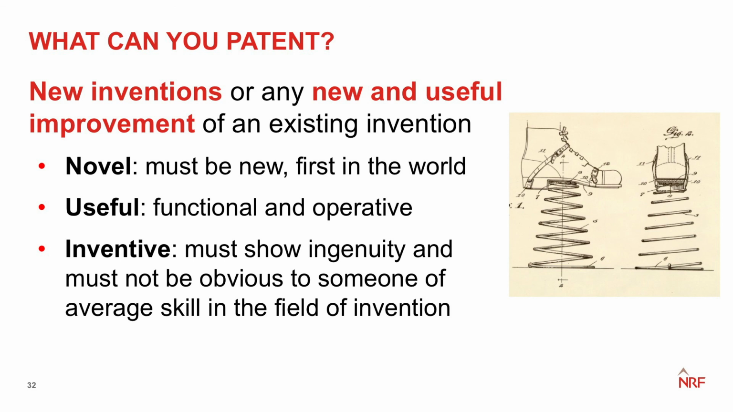And it needs to be inventive. There needs to be some kind of spark of ingenuity. And we're going to see this theme come back as we saw in the copyright. It needs to be some kind of work of the human spirit, some spark. And when we're looking at patents, how do we know if something is inventive? Well, it needs to be non-obvious to someone of average skill in the field of invention. So what does that mean?